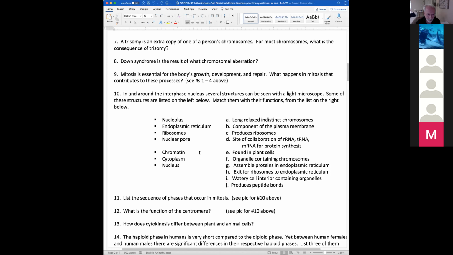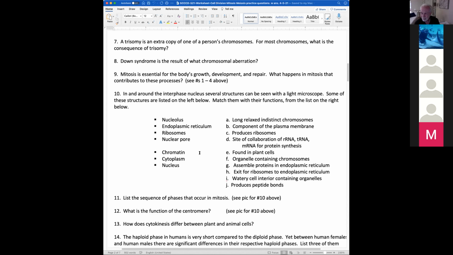A is right. Chromatin and chromosomes are really the same thing. It's just that when we talk about chromosomes, they're the condensed version that we can actually see in a microscope. Chromatin is what we see during interphase, or actually don't see because it's long, relaxed, indistinct chromosomes. But they both constitute the genome of the organism.